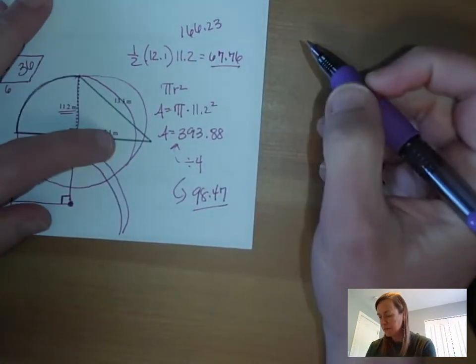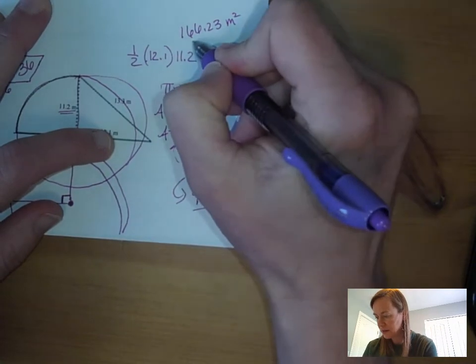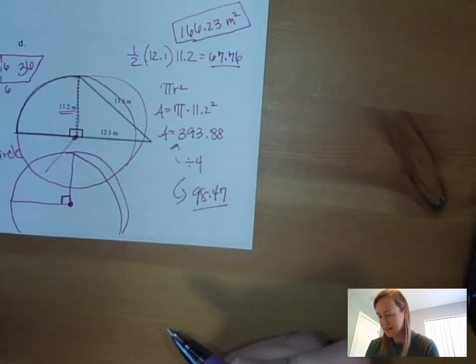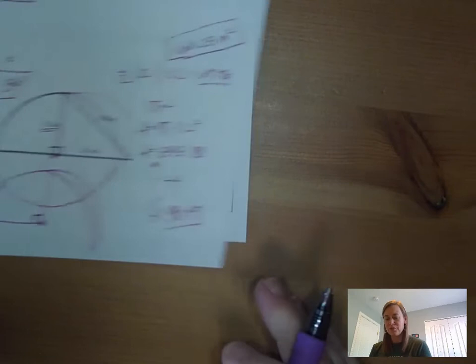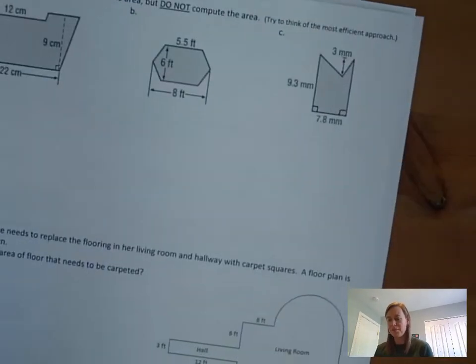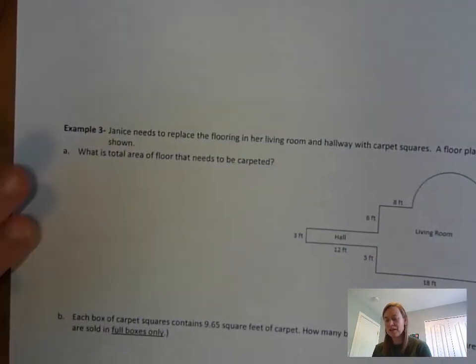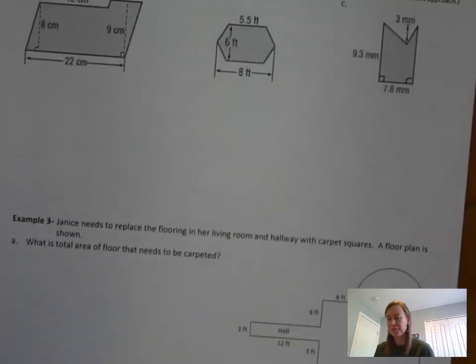166.23 meters squared. All right, there we go. We're going to do a couple more, and by a couple I mean 3, and then we're going to save the rest of this for tomorrow.